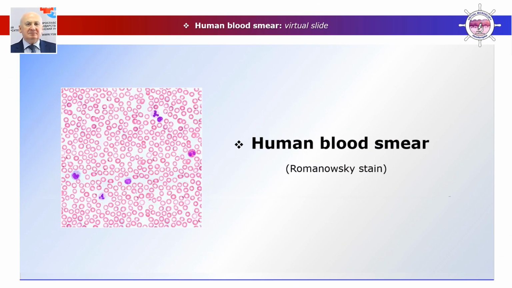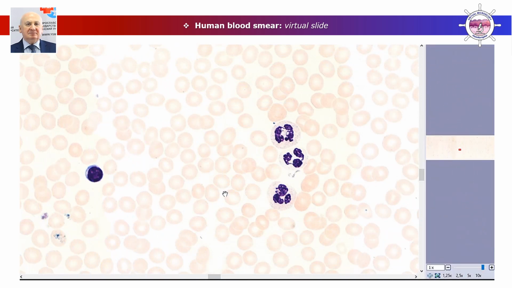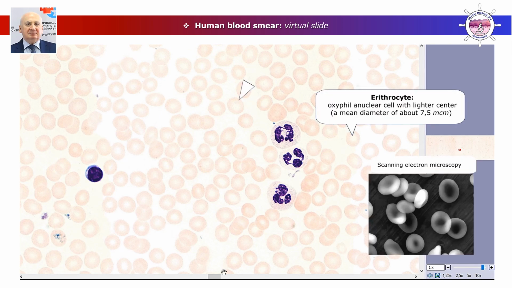An adult blood smear. Erythrocyte is an oxyphilic, anucleate cell with a lighter center. These are factually cell-derived structures.